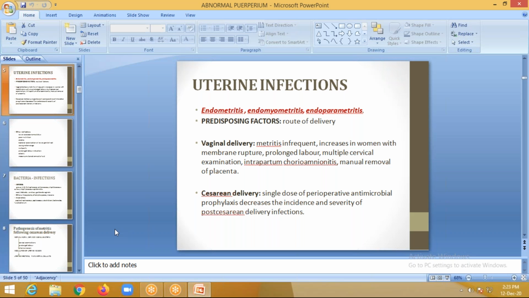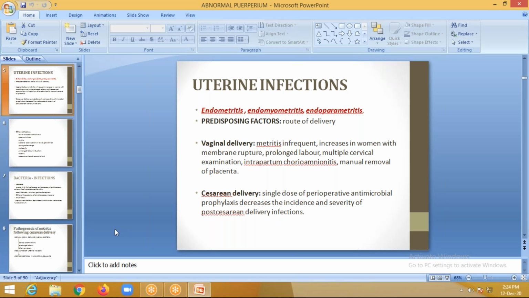vaginal delivery also in cases of membrane rupture, like PPROM or PROM, prolonged labor, multiple cervical examinations, intrapartum chorioamnionitis, and manual removal of placenta. These are the cases where we can see metritis in vaginal delivery also. Whereas in cesarean deliveries, it is very common. A single dose of perioperative antimicrobial prophylaxis decreases the incidence and severity of post-cesarean infections. So we universally and routinely give antimicrobial prophylaxis before or during cesarean section. Ideally, half an hour before skin incision, we have to give the antibiotic.